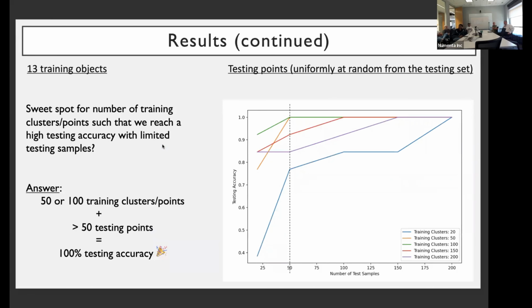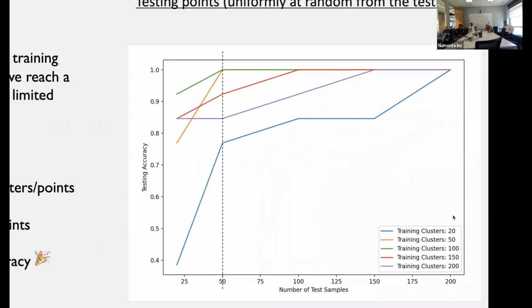Okay, so the first test is not the occlusions, it's the uniform random subsampling from the testing set. And I'm still using the 13 training objects. The goal of this exercise, before I even jump into this graph, is: is there a sweet spot for the number of training points that I need such that I reach a really high testing accuracy with a limited number of testing samples? That's the question I want answered. So the graph here shows you that test.